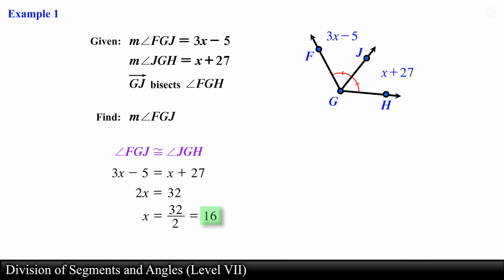The last step is to use this value of x and substitute it into the algebraic expression representing the measurement of angle FGJ. Doing that and simplifying, we obtain 43 degrees for the final answer. Alright, let's take a look at the next example.